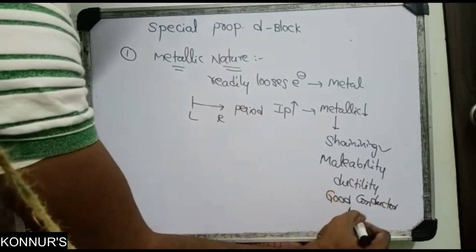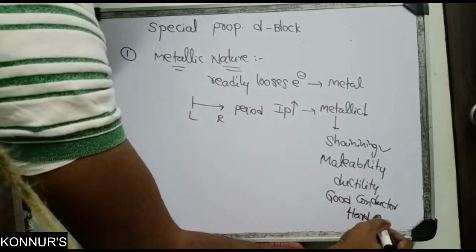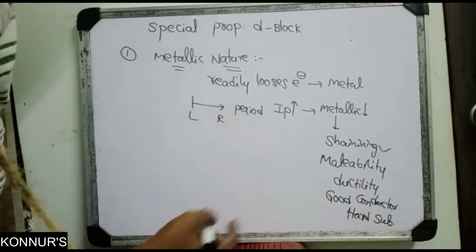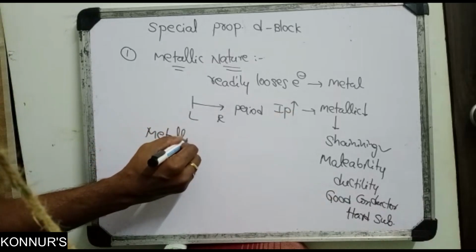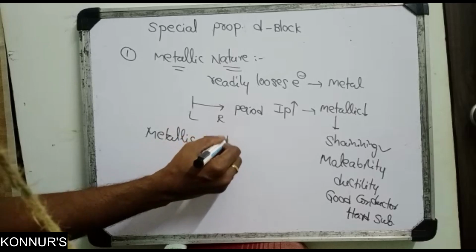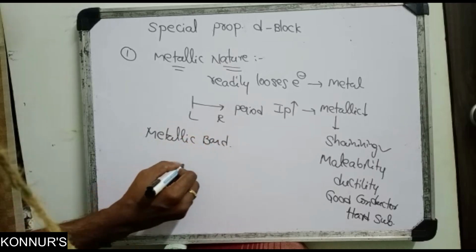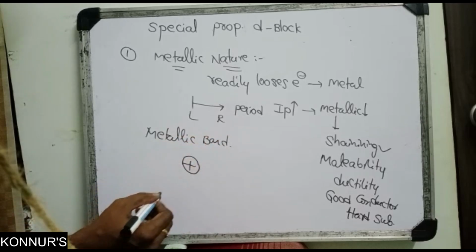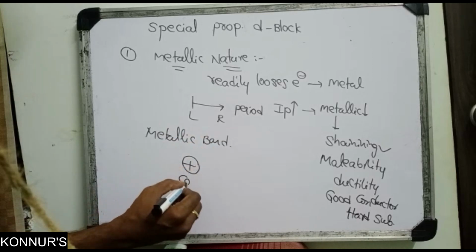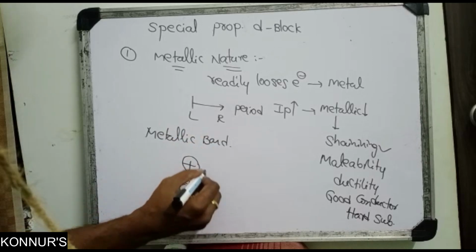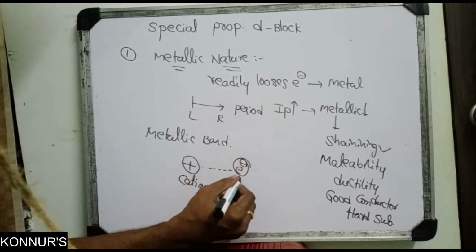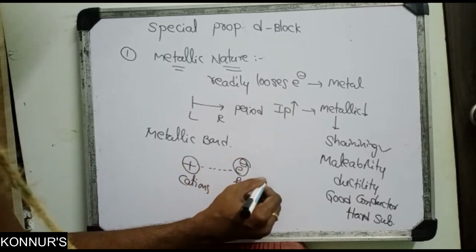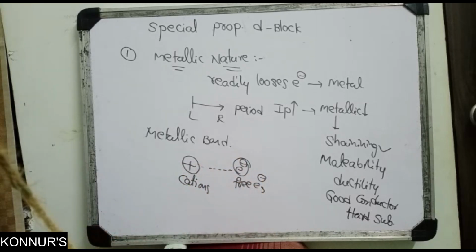Next, these are hard substances. These are also hard substances due to what? Due to the metallic bond. So what is a metallic bond? The strong electrostatic attraction between cations and free electrons. So that is called a metallic bond.